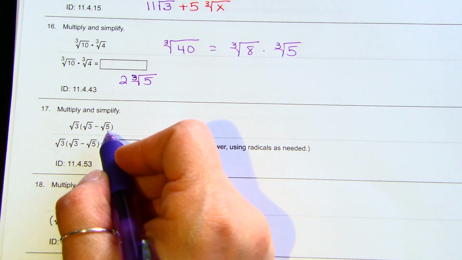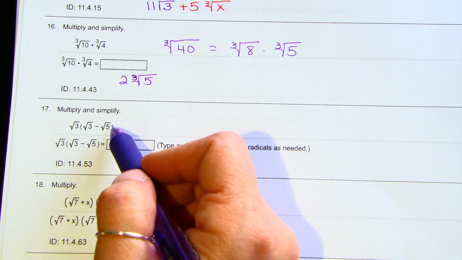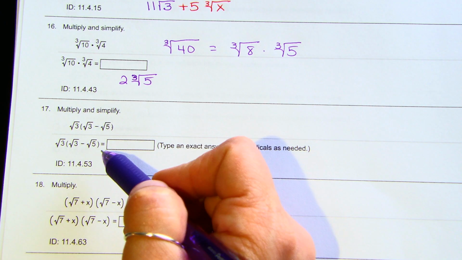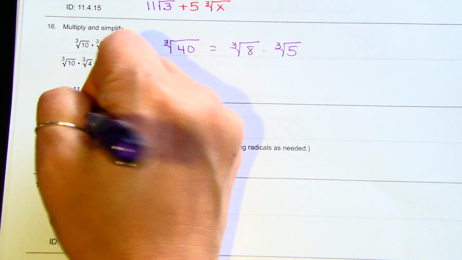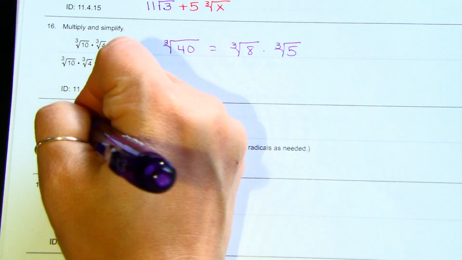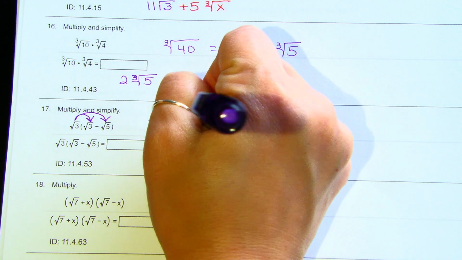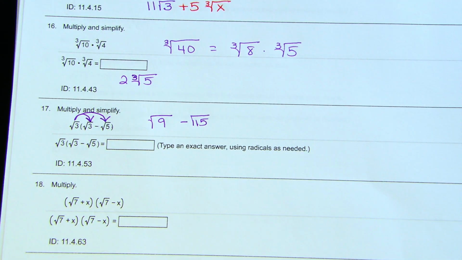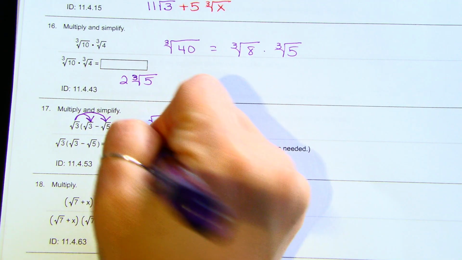So this is a distribution problem. We're going to take radical 3 times radical 3, giving me radical 9. Radical 3 times negative radical 5 gives me a negative radical 15. And then we think, okay, well, I know radical 9, that's 3. So I'm going to end up with 3 minus radical 15. Radical 15 doesn't simplify at all. The only factors of 15 are 3 and 5, and neither of those are perfect squares. So that's all we can do on this one.